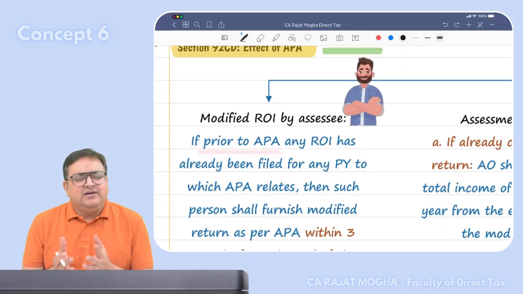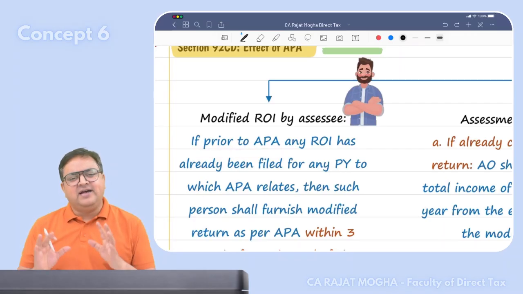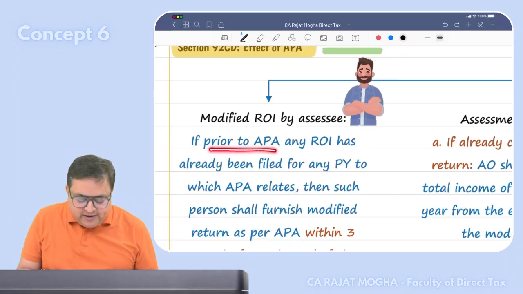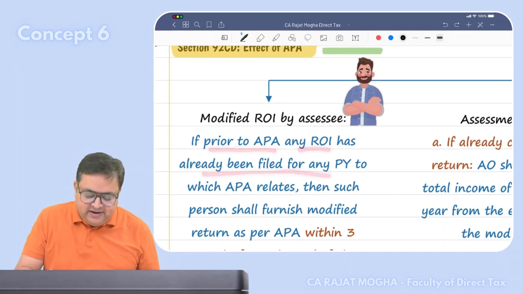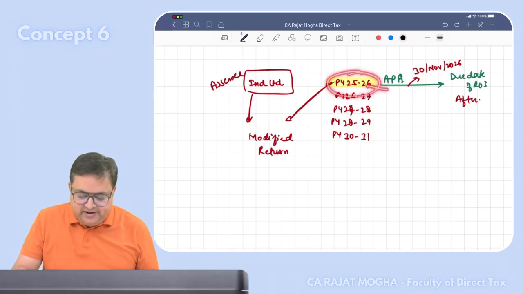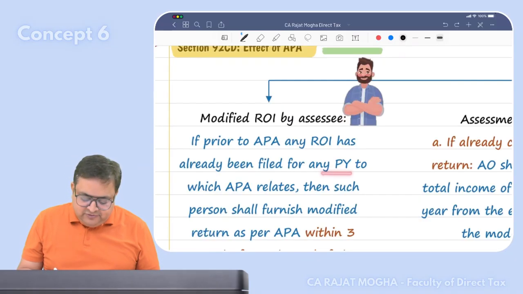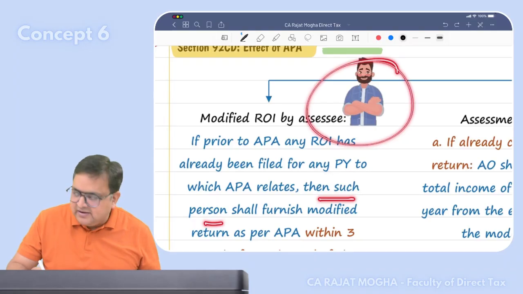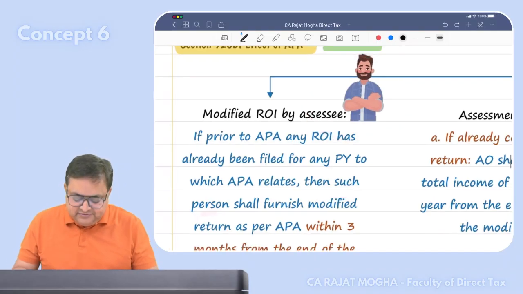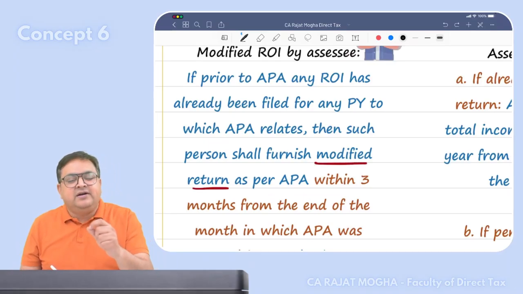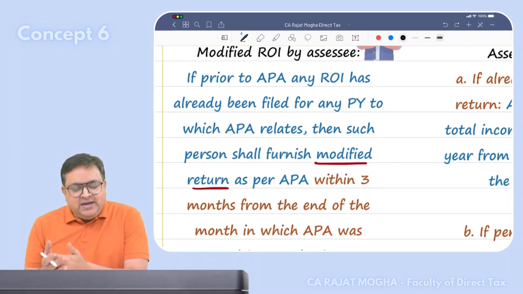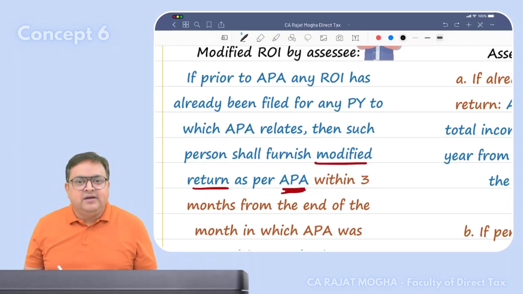See, everything you will read now, you will find as if we know it already. If prior to APA, any ROI has already been filed for any previous year to which the APA relates. Let's say in our case, this year's ROI has already been filed. Then such person, who is such person? Our assessee. Then such person shall furnish a modified return in line with APA, as per APA.